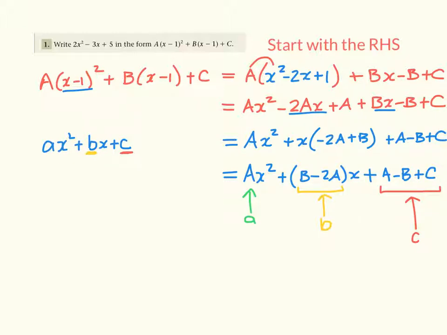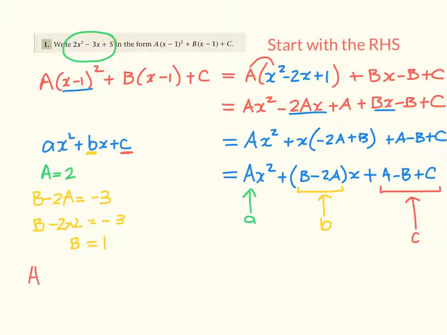All right, so back to the question, and the question tells us that it's 2x squared minus 3x plus 5. So a is 2. Now b has to equal negative 3. The coefficients are going to be equal, but I know from my expansion that b minus 2a equals negative 3. So I've got an equation here. I already know what a is. a is 2. So I'm going to expand that and solve it, and I get b equals 1.